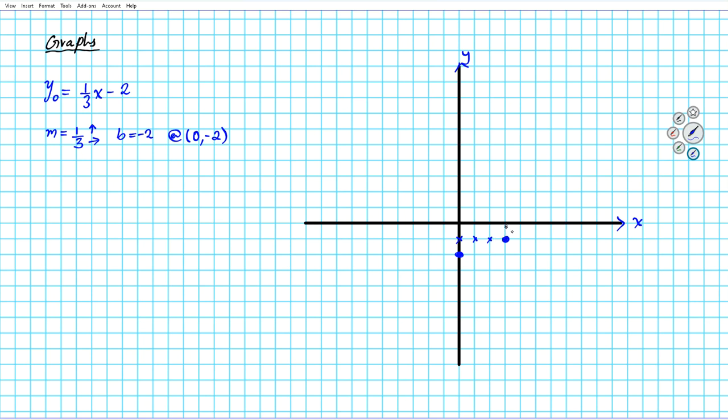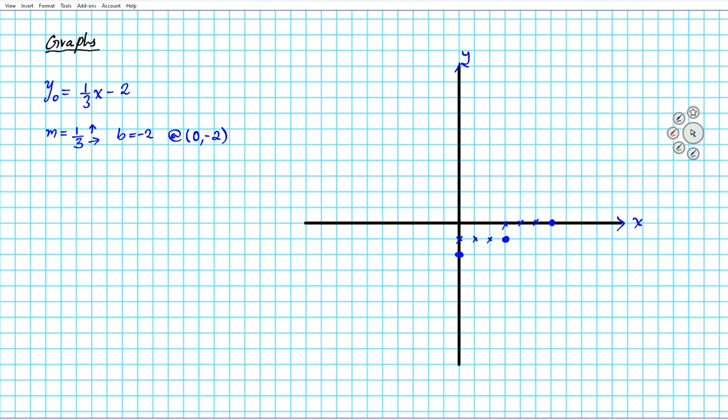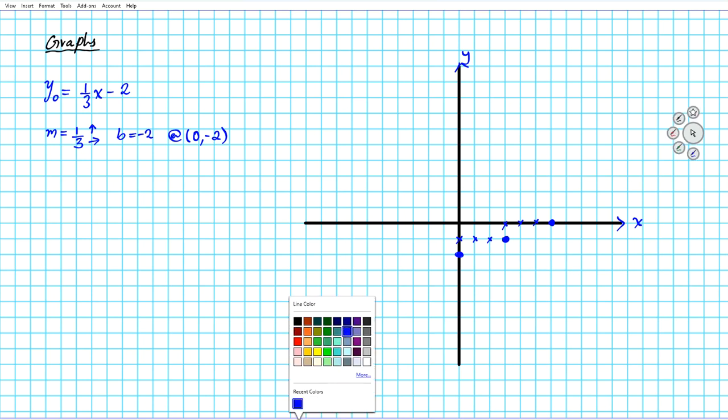Okay, we can do it again. Rise 1, run 1, 2, 3. So that's the first line. That's the original line. Okay, so let's go ahead and sketch that in blue, y original.